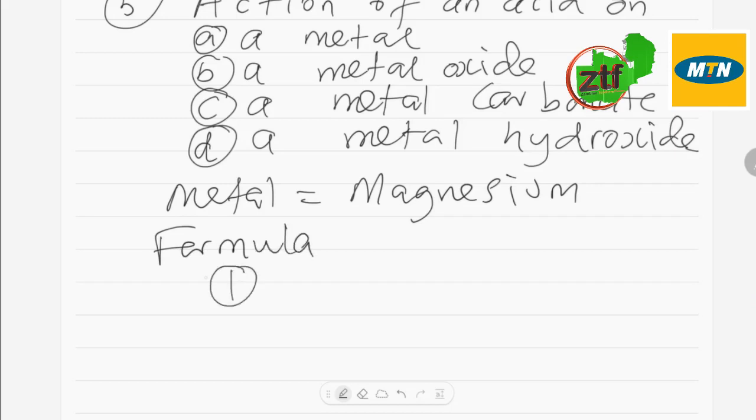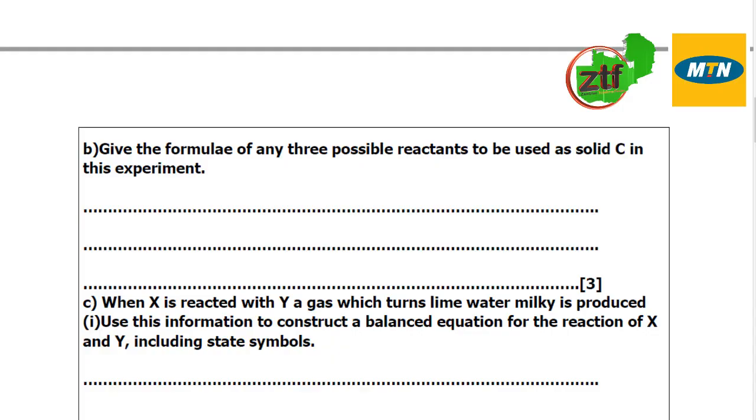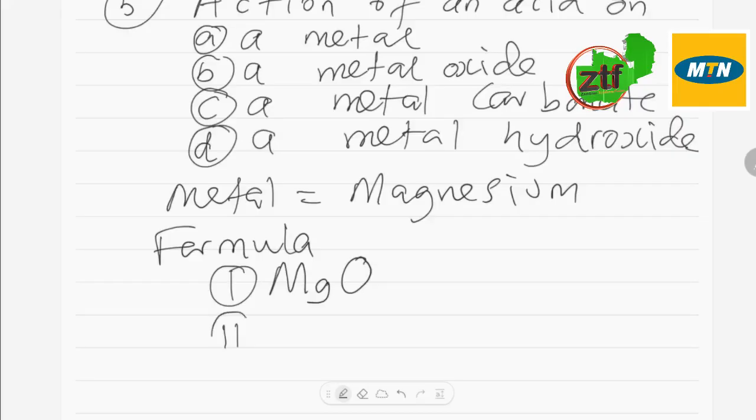Number one, we can use magnesium oxide. Remember, the question does not say name, it says the formula. So we just write the formula. Number two, we can also use magnesium hydroxide.